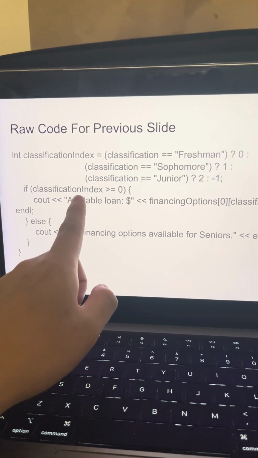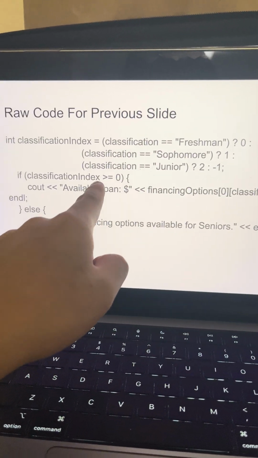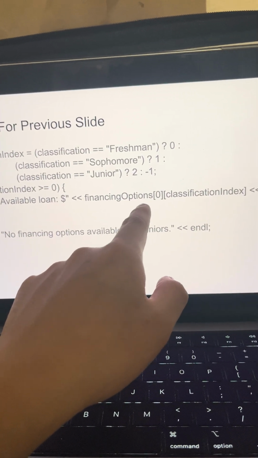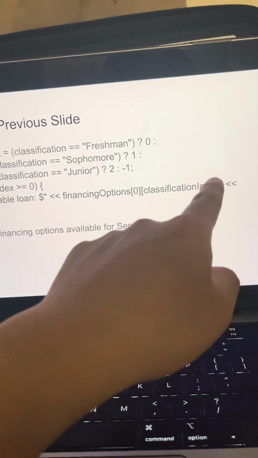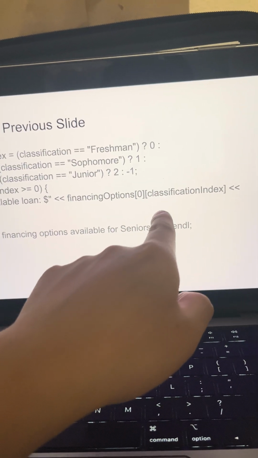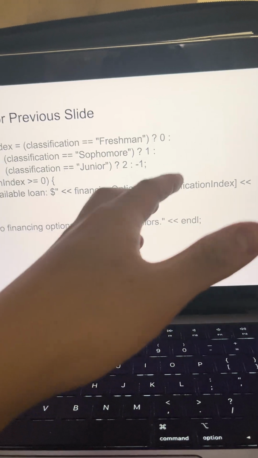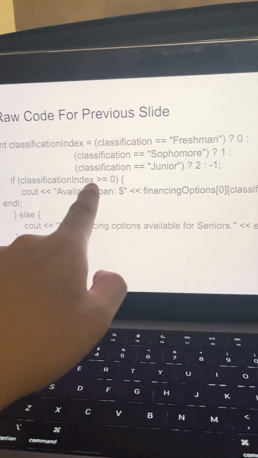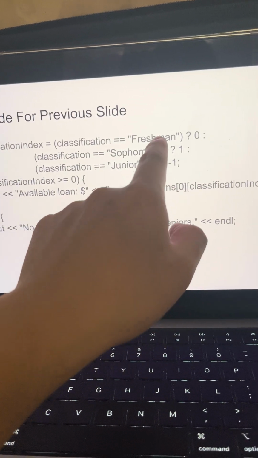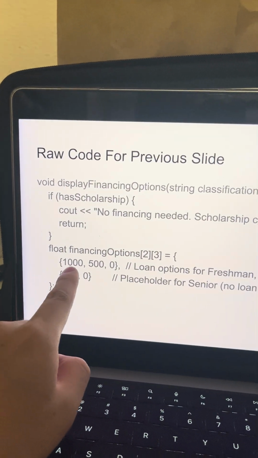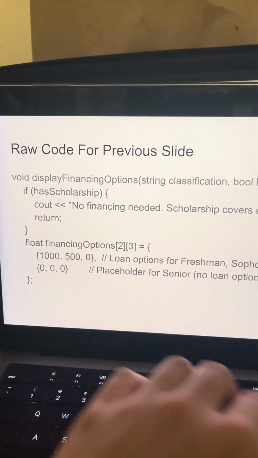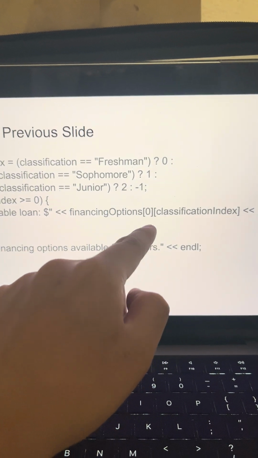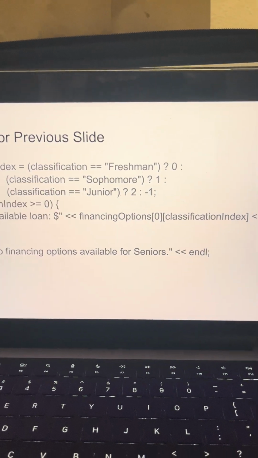So if their classification index, 0, 1, 2, or -1, is greater than or equal to 0, it'll write out the available loan is defined by the array coordinates here. So we already know that anyone who matches a classification index of greater than or equal to 0 is either freshman, sophomore, or junior. So they're row 1, or 0, which is the top row.